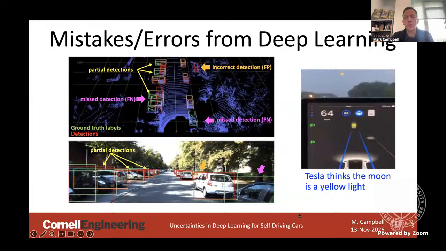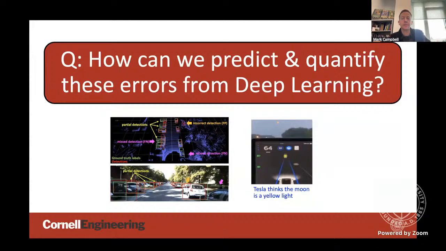One of the goals we've been trying to work on for the past, I would say, 3 or 4 years, is trying to quantify these such that we can use them in our estimator and build up our belief network. Okay, so how can we predict and quantify these errors in deep learning? That's basically the goal, and that's what I'm going to focus on in this talk.